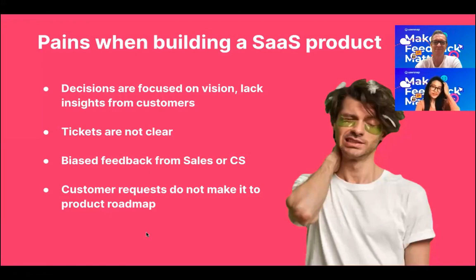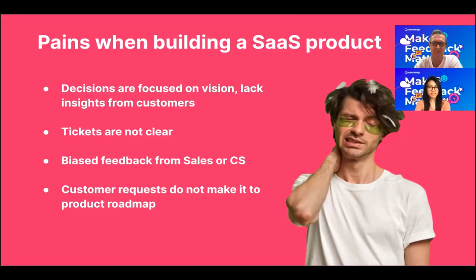To pave the road a bit more for Klaus, we always want to start with the pain points before we jump into a solution. Here are the 4 pain points that we have seen from SaaS companies that are building products, and also from our research and interviews. The first is that many decisions made in SaaS companies are just from the gut feelings of the founders, and they lack the perspectives and feedback from customers. The second is that you may get a lot of tickets, but they're not very clear, and you have to spend a lot of time doing follow-ups. Sometimes customers don't respond, and you're left hanging without an actionable answer.